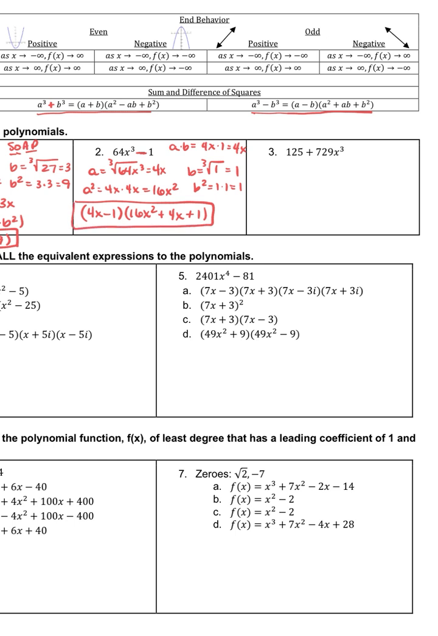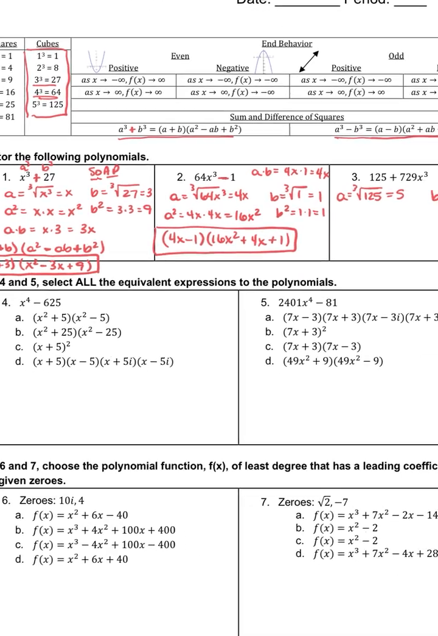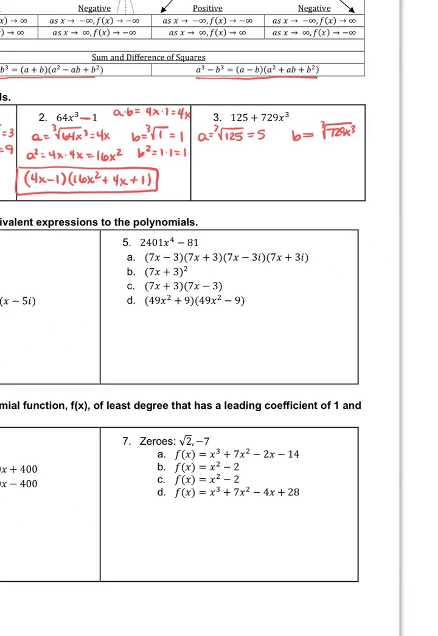One more. We're going to take the cube root of 125, and that is going to be 5. We're going to take the cube root of 729x to the third. The cube root of 729, oh, it's not on there. I'll make sure to add that later. That's 9. So the cube root of 729, 9x to the third, is 9x.